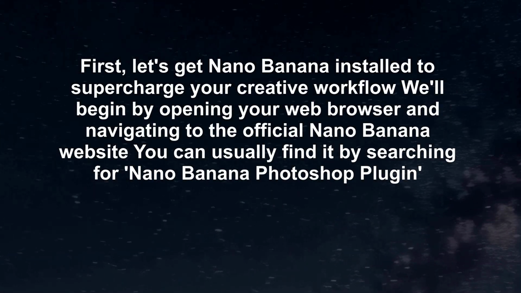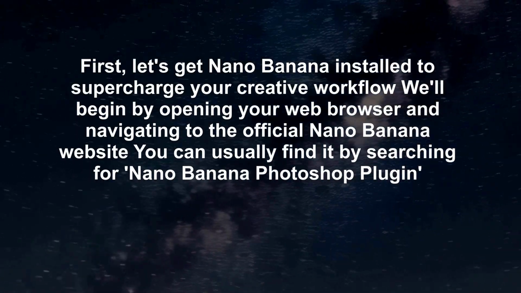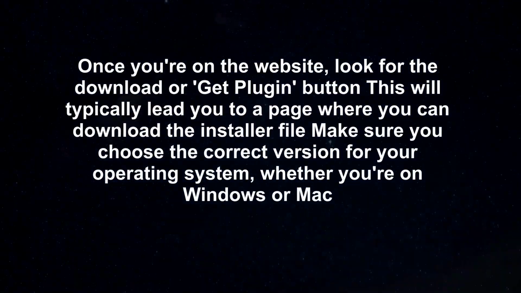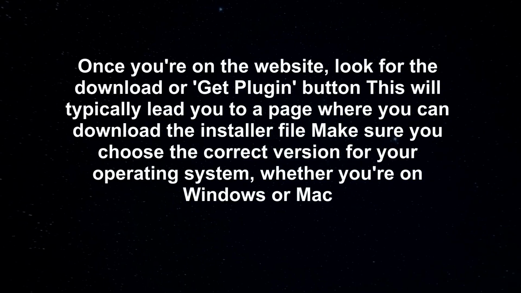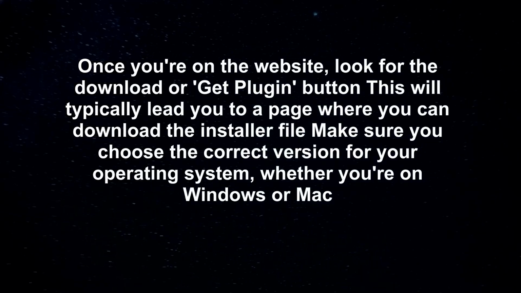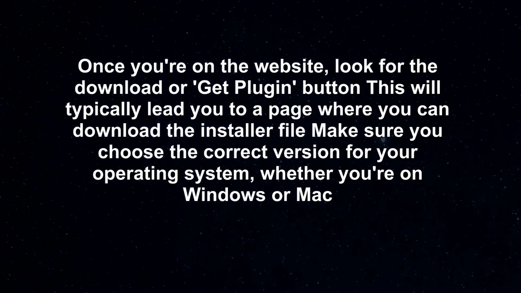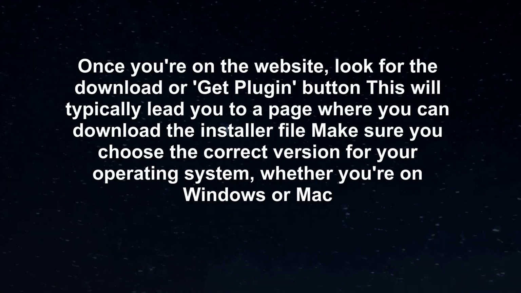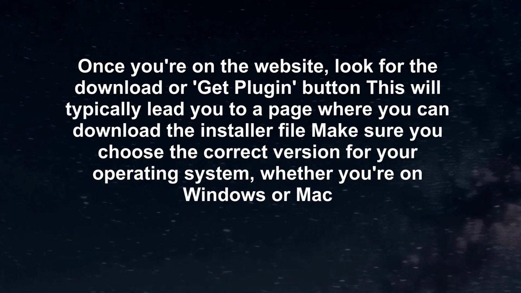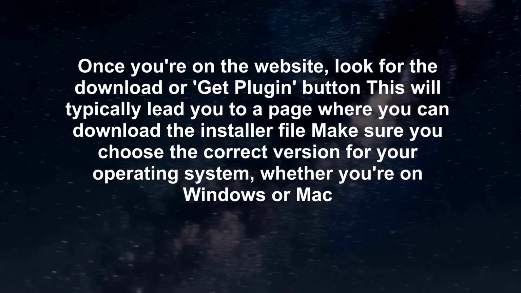You can usually find it by searching for Nano Banana Photoshop plugin. Once you're on the website, look for the download or get plugin button. This will typically lead you to a page where you can download the installer file. Make sure you choose the correct version for your operating system, whether you're on Windows or Mac.